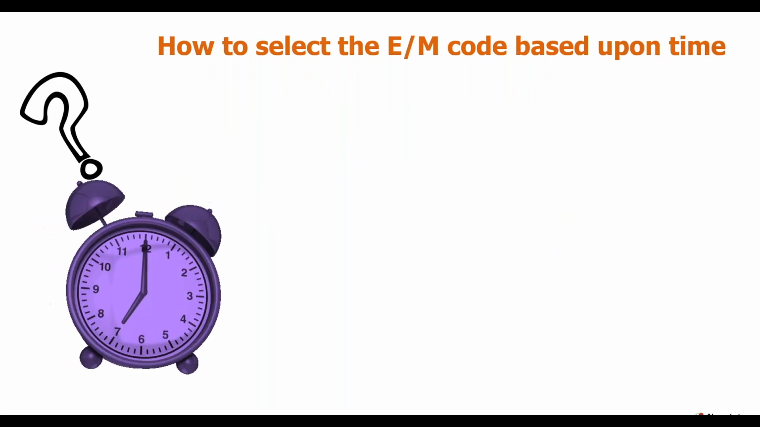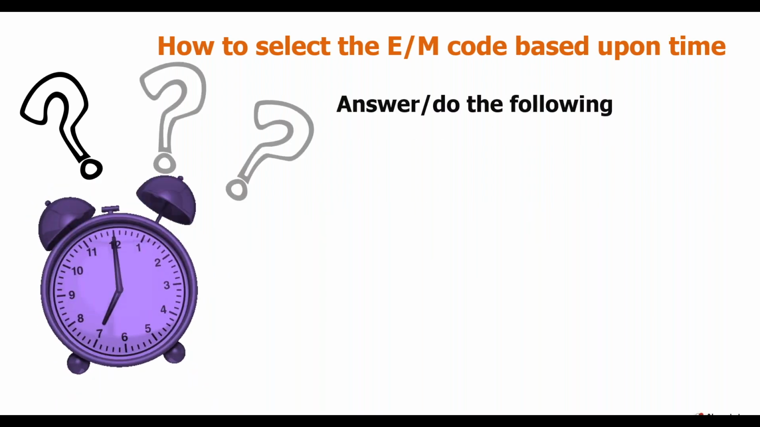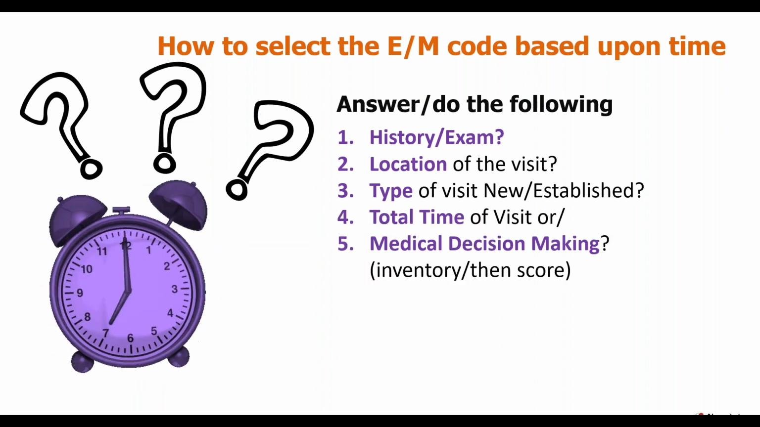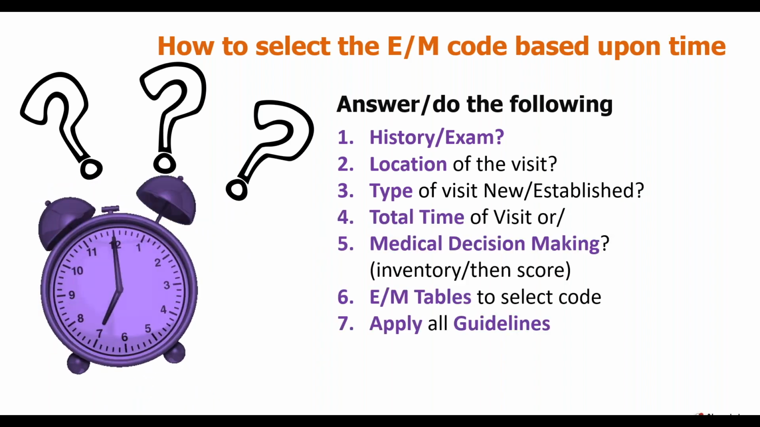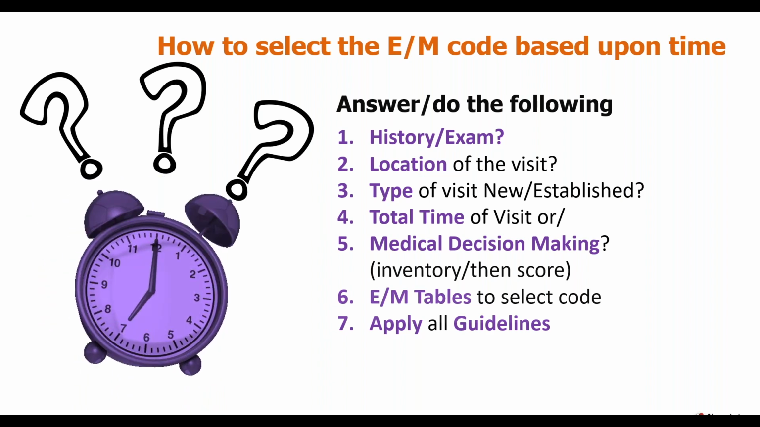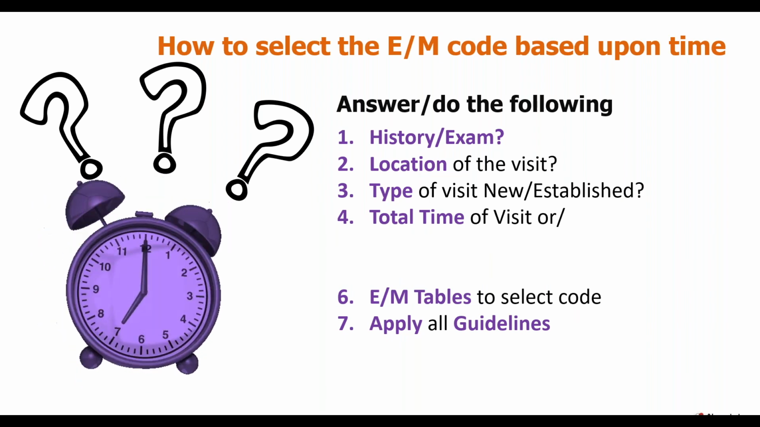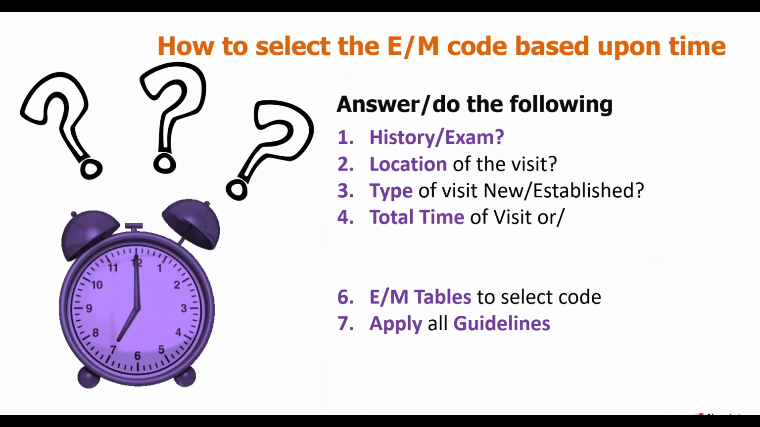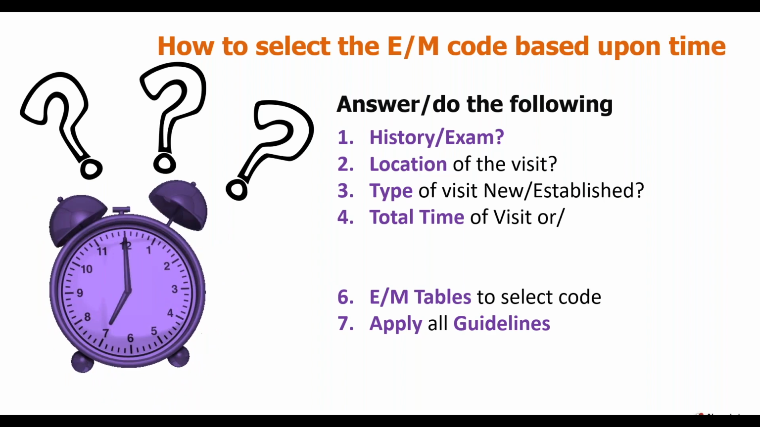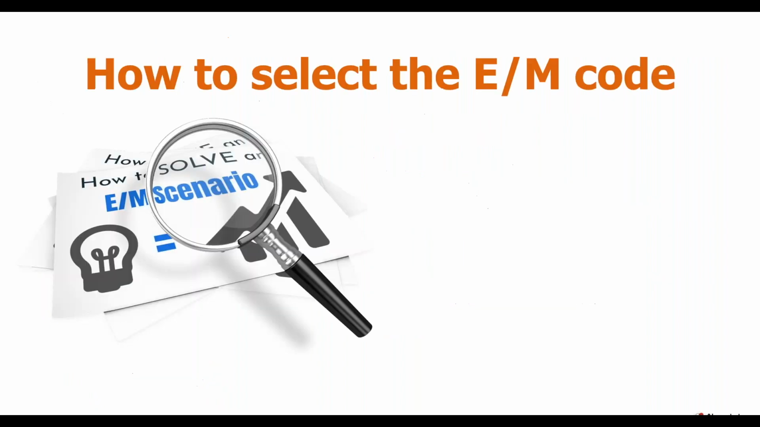Now let's move on and see how to select an E&M code based upon time. When there is time documentation, we have to follow these steps. They are similar, but we have to skip one particular step. We have to check whether there's a medically appropriate history or exam. We have to check for the location of the visit. We have to check the type of the visit, whether it's new or established. Then we move on to step 4, total time of the visit. We will skip step 5, that is for MDM. Then we have E&M tables to select the code. Finally, apply all the guidelines.